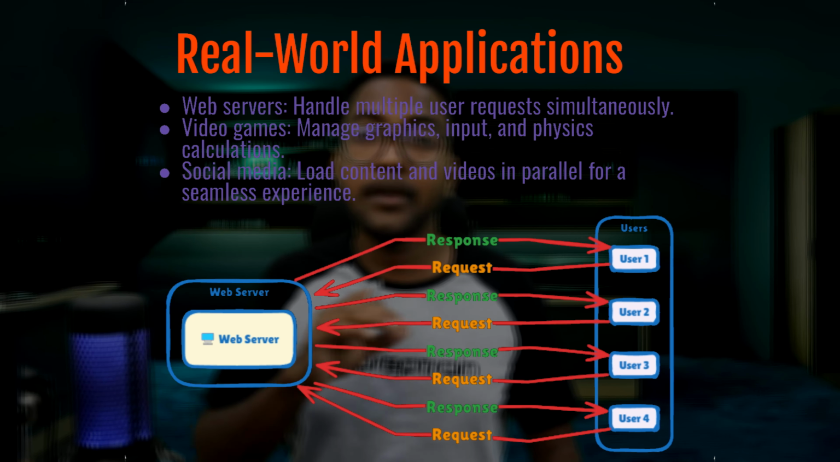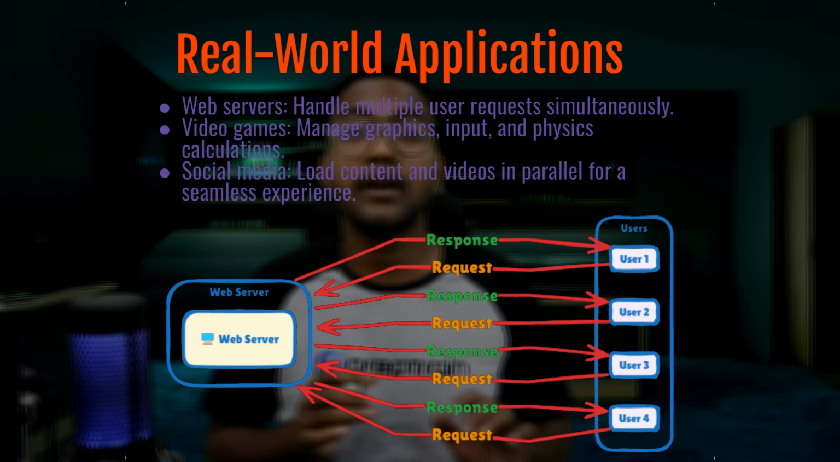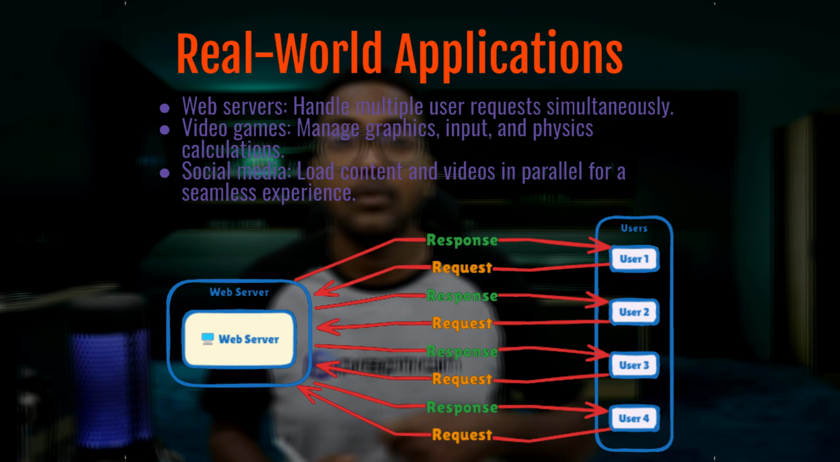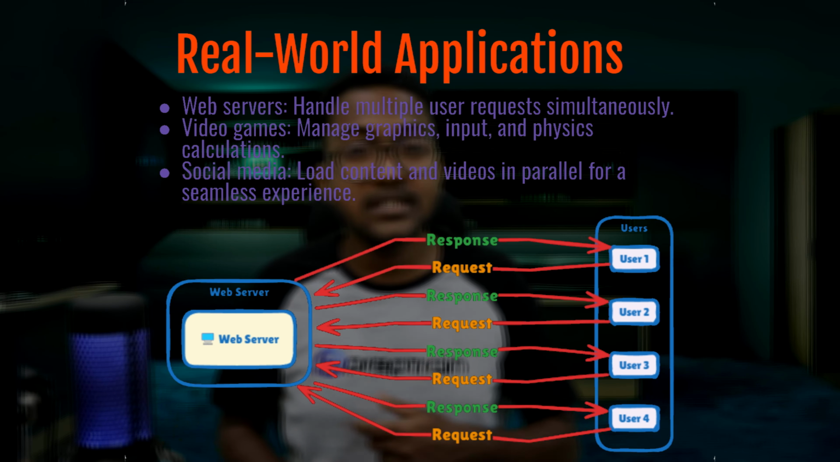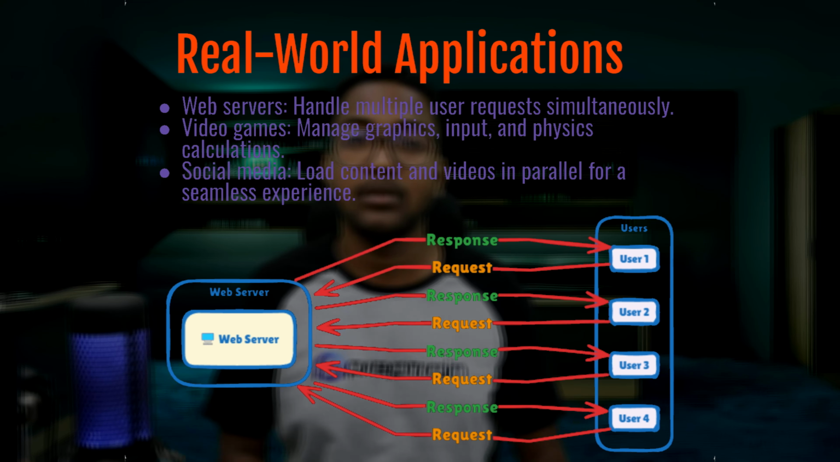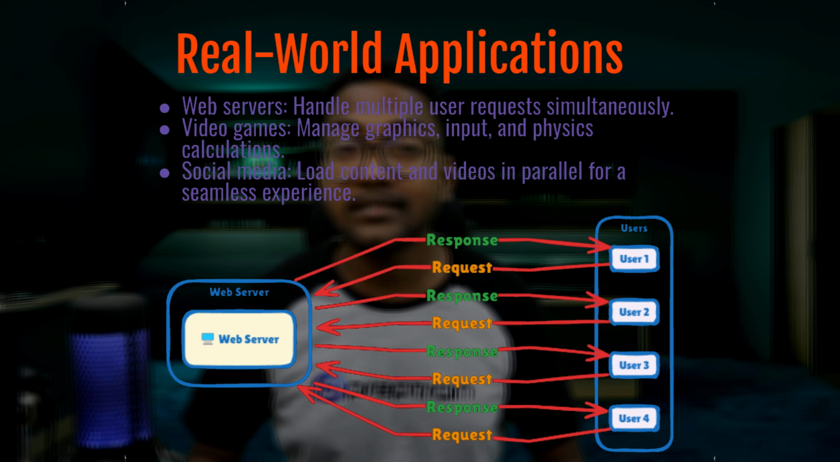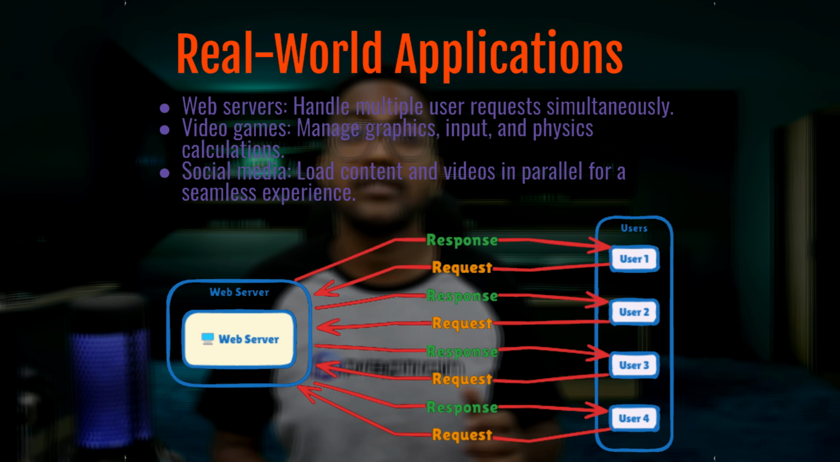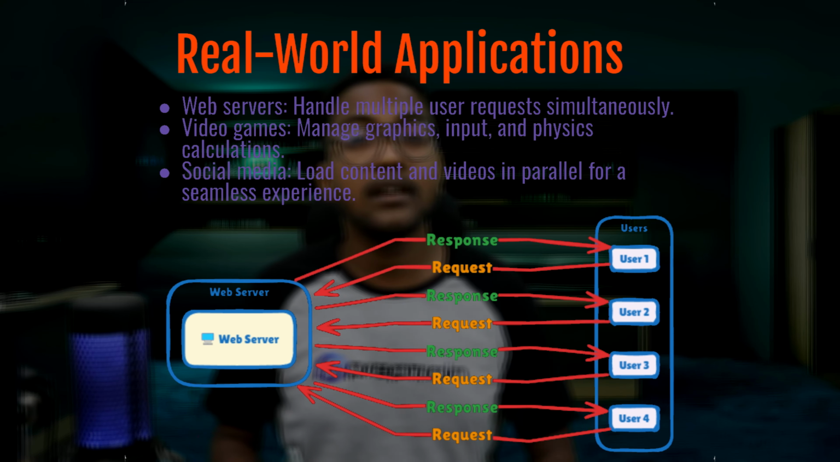So instead, a web server uses multi-threading to handle multiple user requests simultaneously. One thread might handle loading the images, another might load the text, and yet another might handle the scripts running in the background. So this parallel processing ensures that the website loads quickly and efficiently, even under heavy traffic.